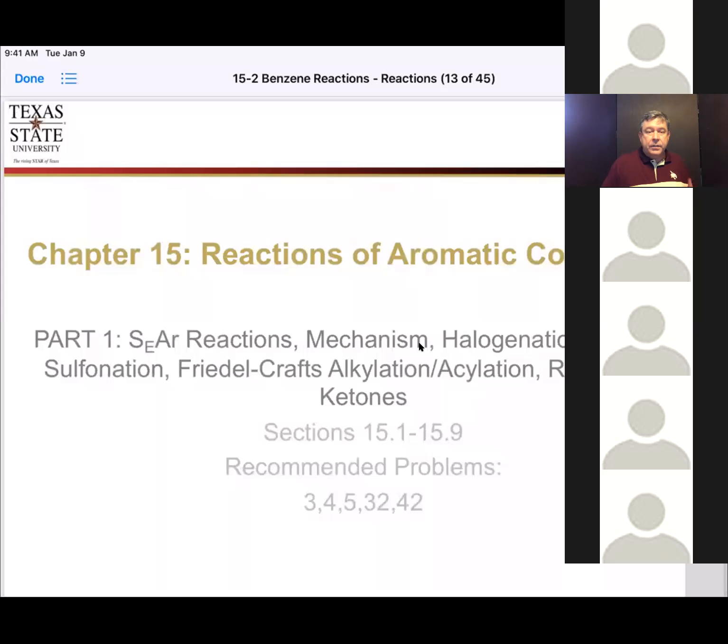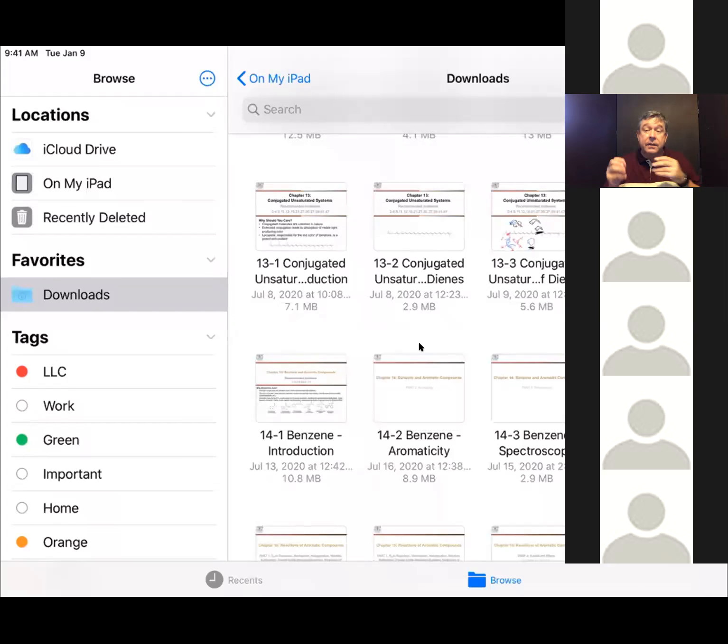We did do a reduction in this chapter, the Birch reduction. However, it's not very common. We don't typically use it. Okay, that's 14 and 15. Obviously, there's a lot of individual reactions to remember and the Lewis acid catalyst for each of those reactions, but it all follows the same mechanism, and so those are very good.